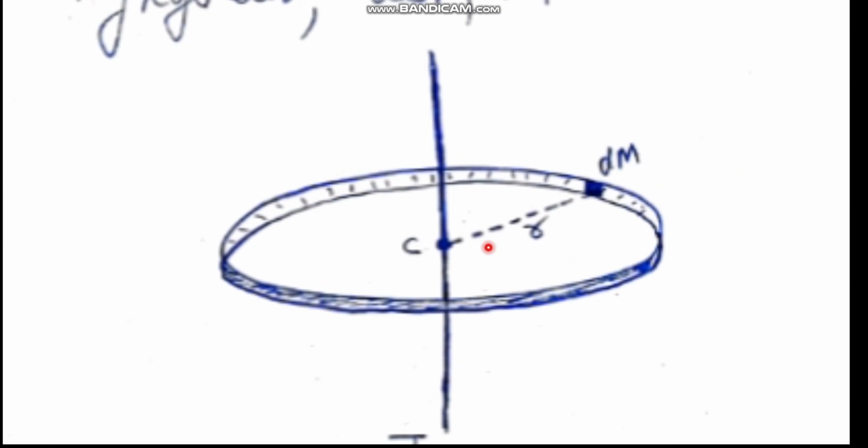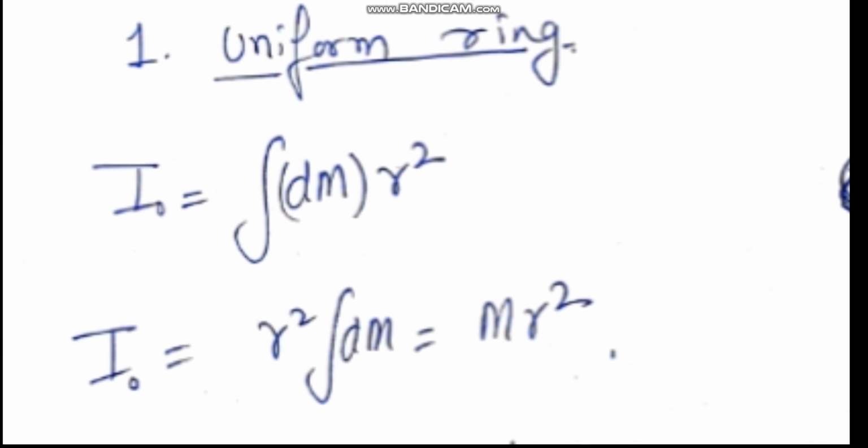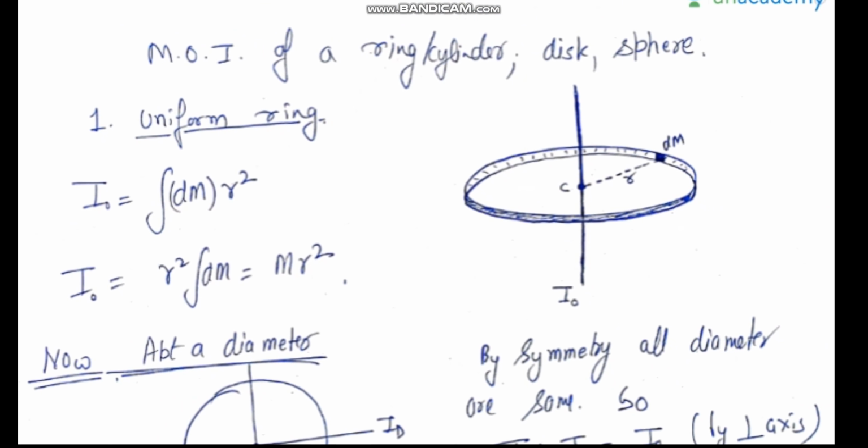This dm is situated at a distance r. In fact, every dm on the periphery of this ring will be situated at a distance r. So this integration is quite easy. In dm r square, this r square can be taken common because it is the same for all the elements, and therefore we are left with r square integration dm, which is simply m r square. So in case of a uniform ring, the moment of inertia about this axis which is passing through the center and perpendicular to the plane is m r square.